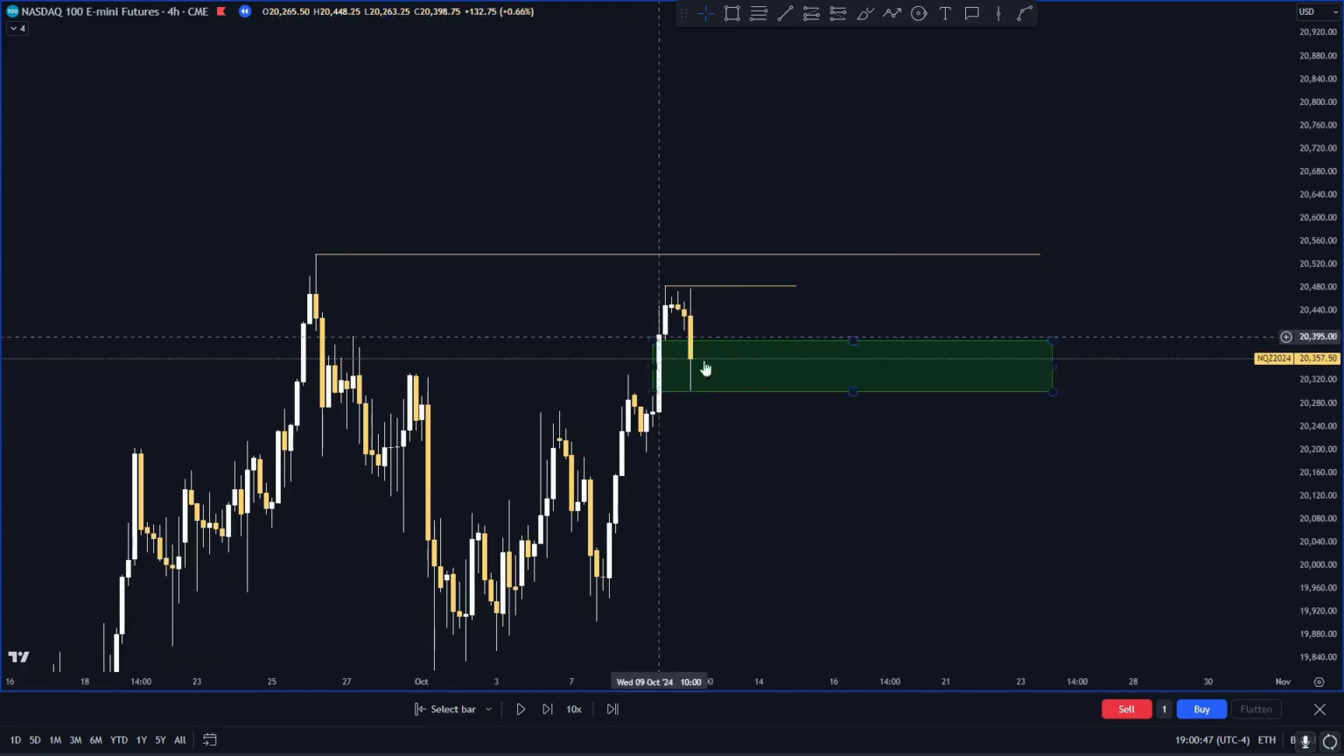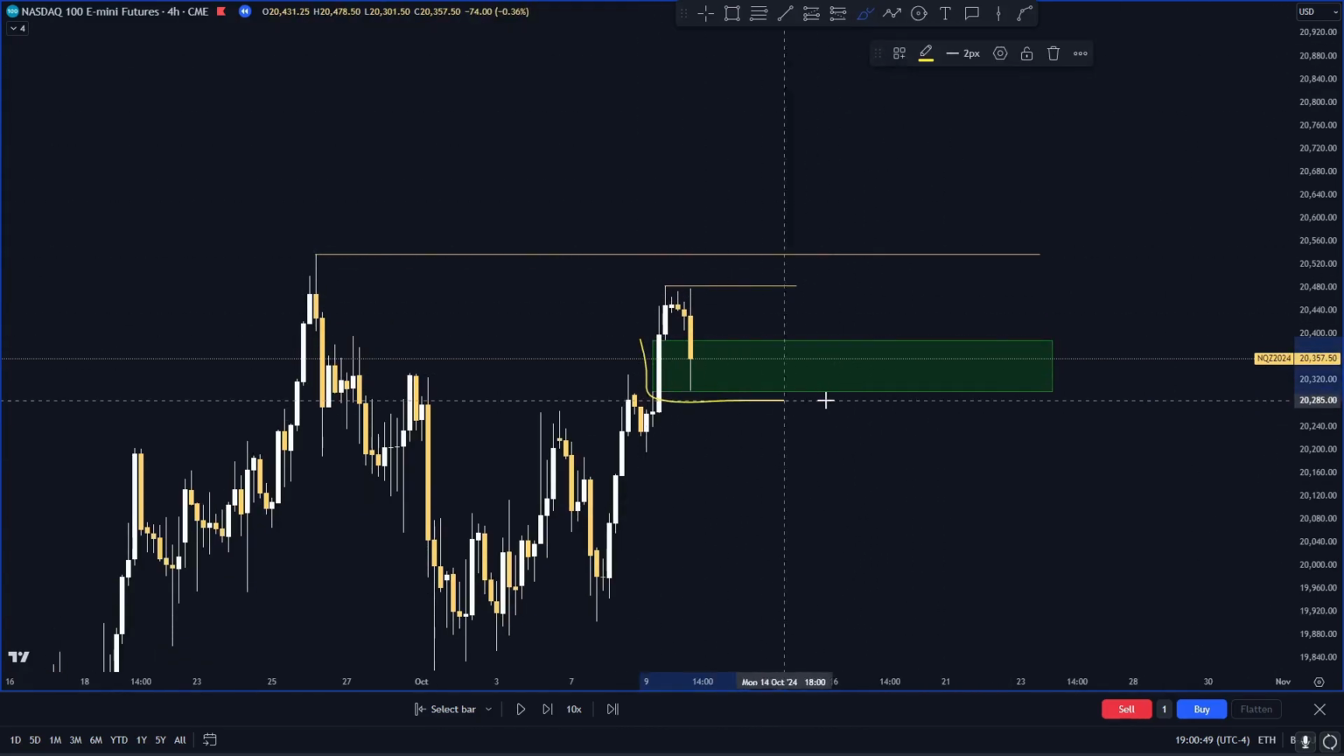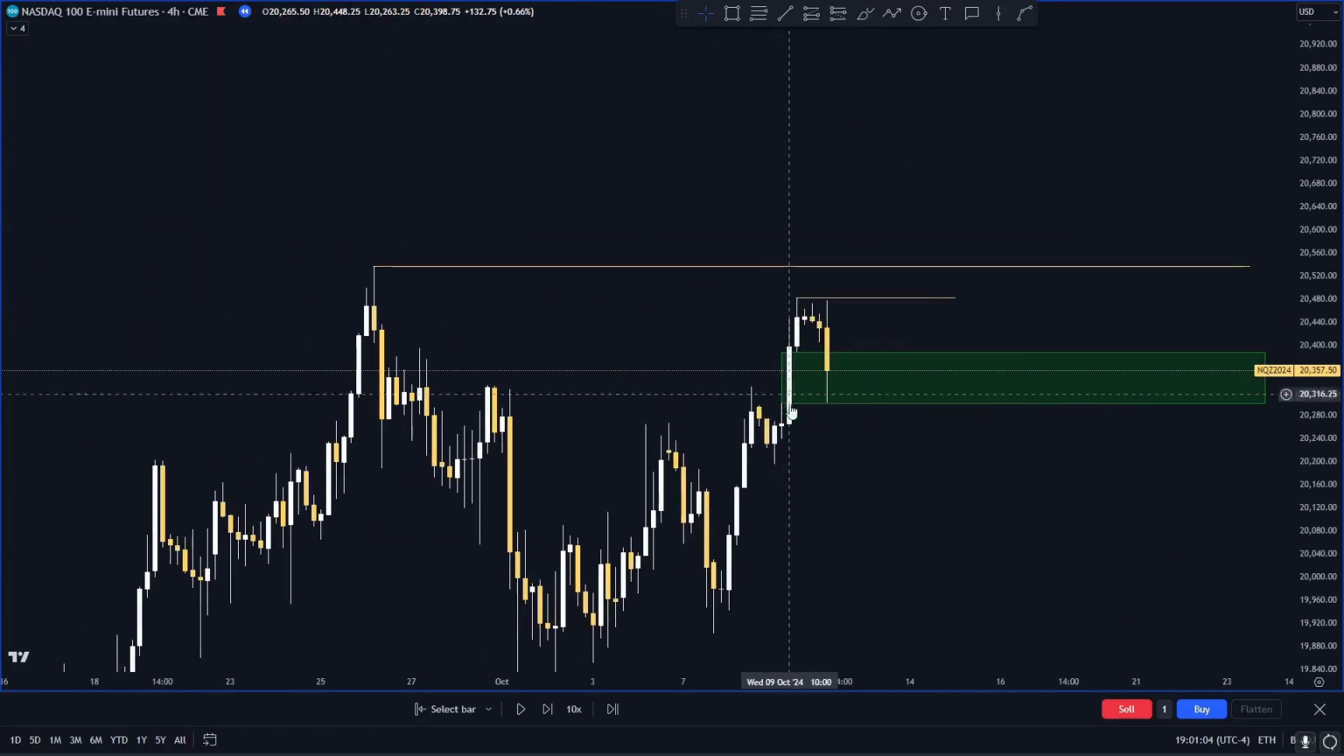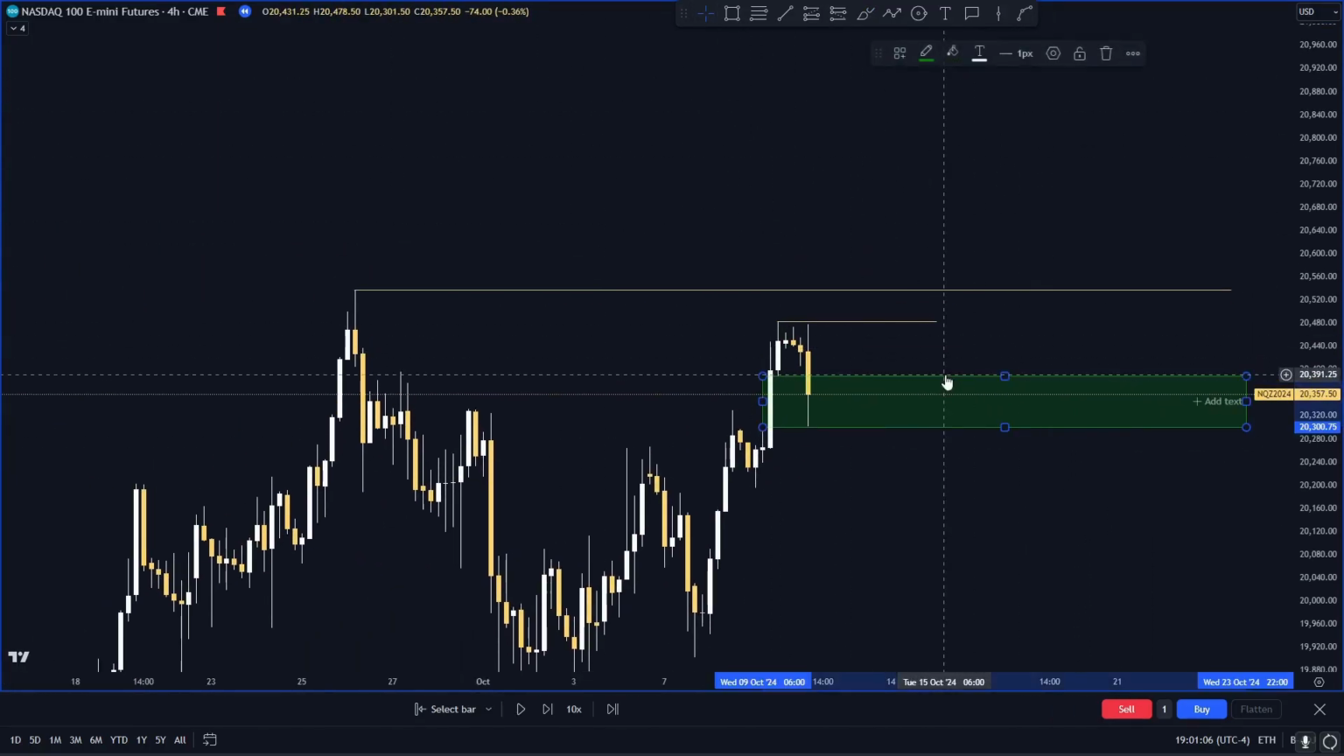Because we're selling off to rebalance into a fair value gap, an inefficiency, right? Or, who knows, maybe there's a swing low within this fair value gap that we're also trying to sweep, right? We're trying to sweep that liquidity before eventually heading higher and aligning ourselves with the higher time frame bias, right? So let me just zoom in and show you guys.